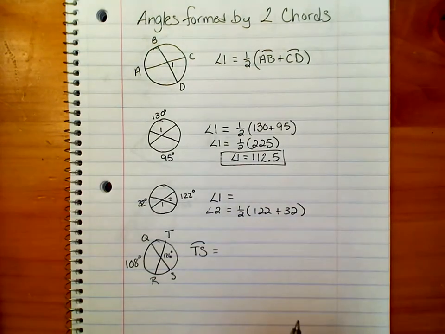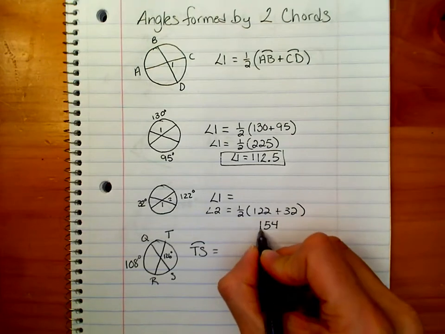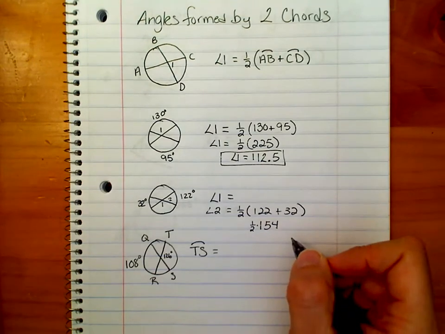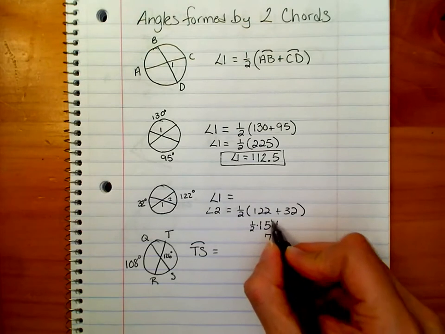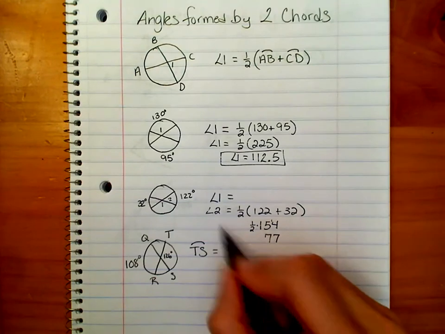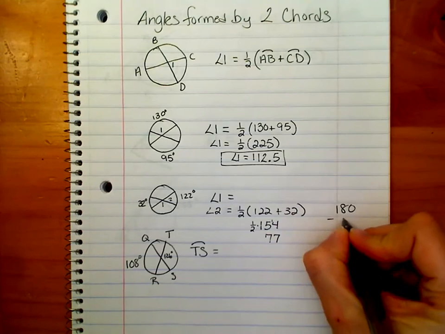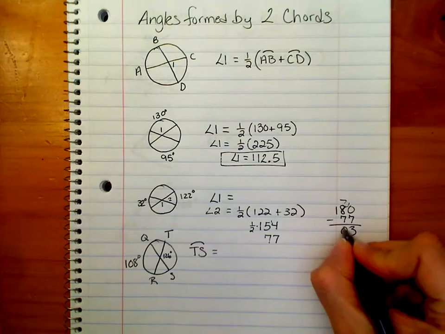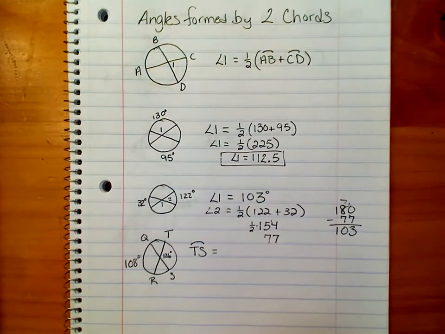Well, what is 122 plus 32? Well, 2 plus 2 is 4, 3 plus 2 is 5, and 1. So it's half of 154, or 154 divided by 2. Well, 2 goes into 15 7 times, with 1 left over, and it goes into 14 7 times. So angle 2 is 77, but they asked for angle 1. So I then have to take it away from 180, and I get 103. So angle 1 is 103.